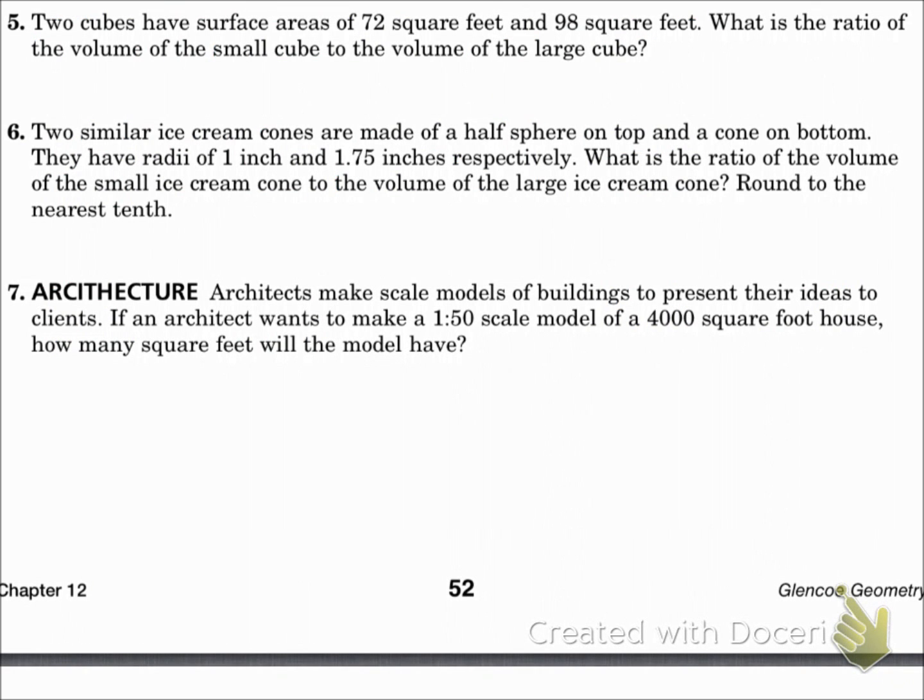Number 6, 2 similar ice cream cones are made of a half sphere on top and a cone on bottom. They have radii of 1 inch and 1.75 inches respectively. What is the ratio of the volume of the small ice cream cone to the volume of the large ice cream cone? Round to the nearest tenth. Well, the radii are single dimensions. One of them is 1 and one of them is 1.75. I need to take that to volume, so I need to cube each of those numbers.